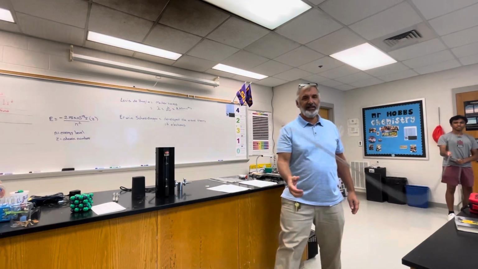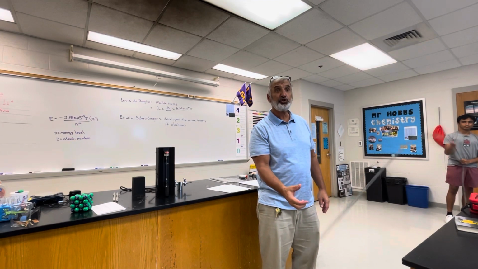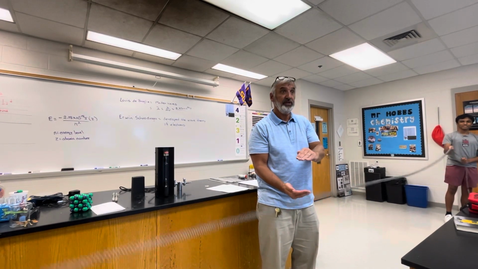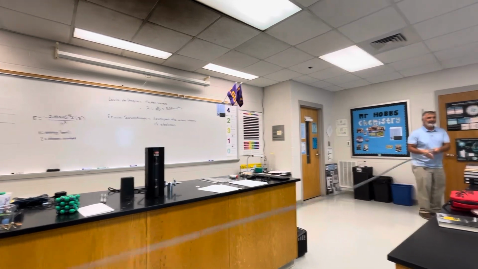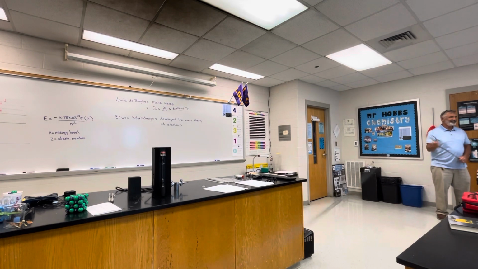You can kind of see that right here is a node. That's where crest is meeting trough and they're canceling each other out. It's a standing wave. Now you can really see that node right there. That's where a crest is meeting trough. There's destructive interference.